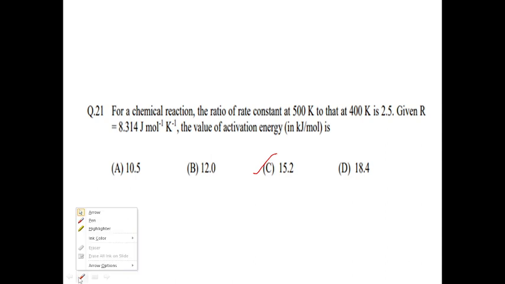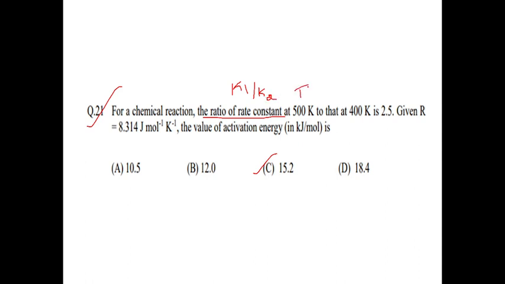Next question, question number 21. For a chemical reaction, the ratio of rate constant K1 divided by K2, where K1 is at 500 Kelvin, that is T1, to that at 400 Kelvin, that is T2, K1 by K2 is equal to 2.5. That is the ratio of rate constants.